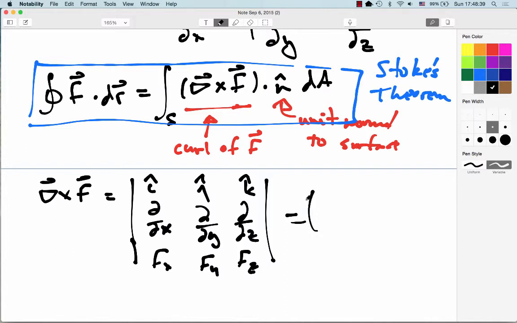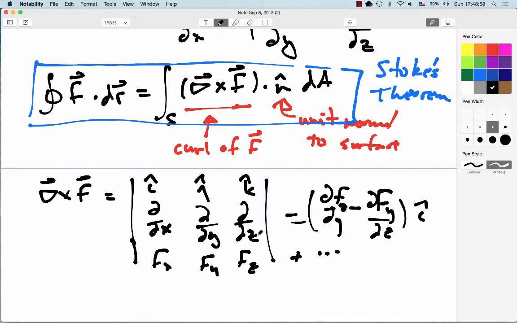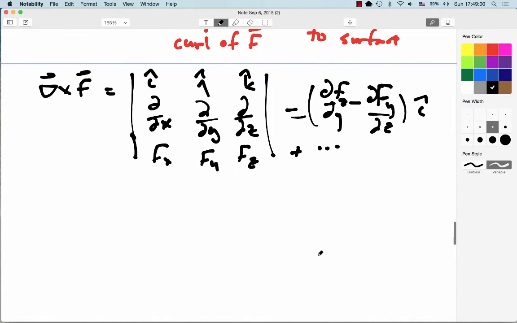So that will be partial f sub z partial y minus partial f sub y partial z. That'll be the x component. And then similarly for y and z.